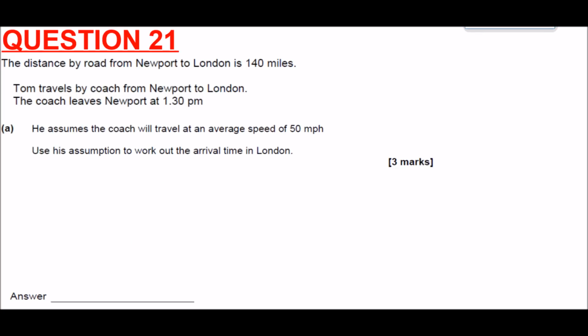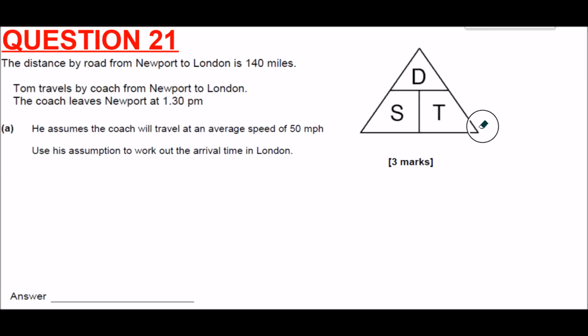Question 21. We're told a distance by road from Newport to London is 140 miles. And Tom's travelling by coach from Newport to London, and the coach leaves Newport at 1:30 p.m. So we're told a distance. We're told a speed here as well: it assumes the coach will travel at an average speed of 50 miles per hour. Use this assumption to work out the travel time to London. So this question relates to speed, distance and time, and there is a formula relating speed, distance and time, which is this triangle here.